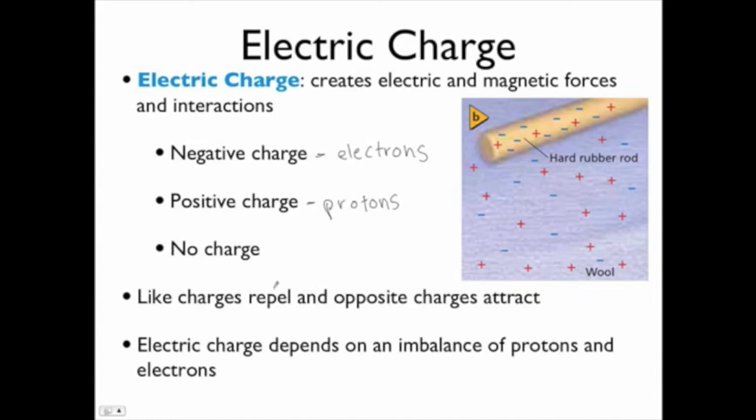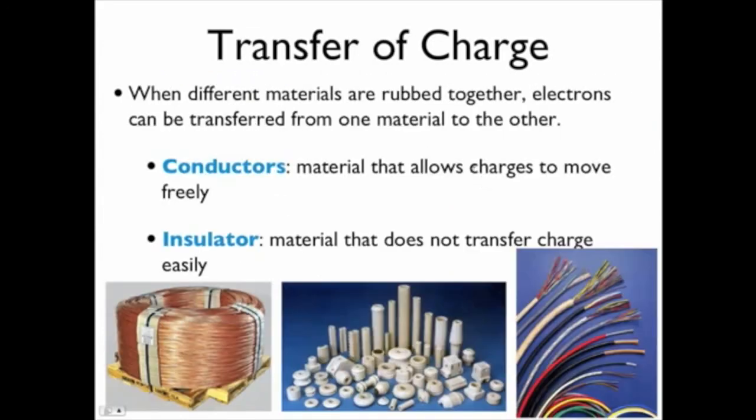And just like in chemistry, and if you've ever used a magnet, like charges repel and opposite charges will attract. So if you have two positive charges, they will both want to move away from each other. And if you have a positive and a negative charge, they'll both want to go towards each other. And then electric charge depends on an imbalance of protons and electrons. Because remember, if you have the same amount, then you have no charge. And so the electric charge is the imbalance, whether it's like this side of the rod is positive and this side is negative, or an actual different amount.